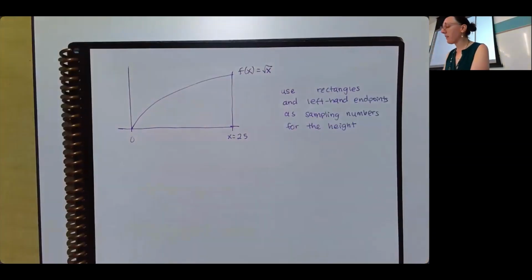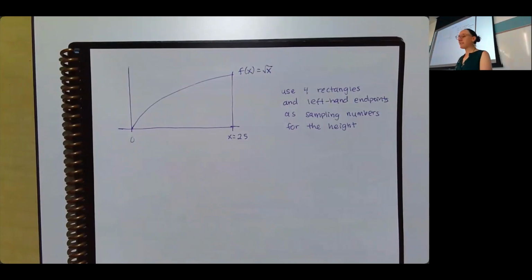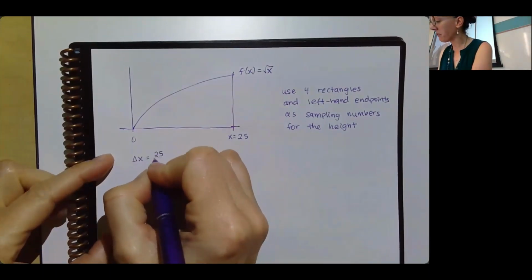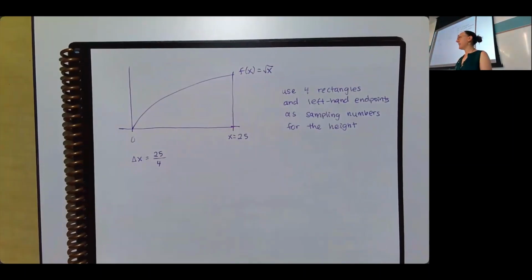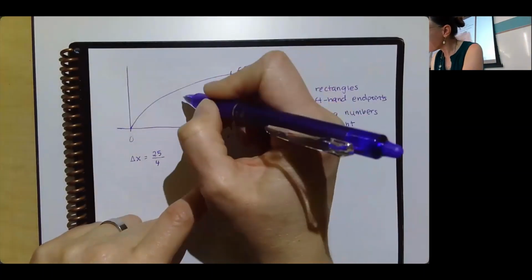If it's 4 rectangles, it's not pretty, but that's okay. The width of my rectangle is 25 over 4. Fractions are our friends. We can leave that as a fraction. It's all good. So I'm just going to break this into 4 pieces.